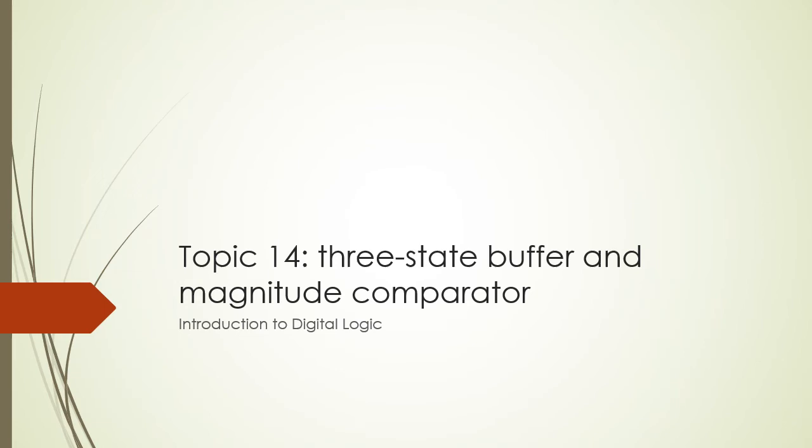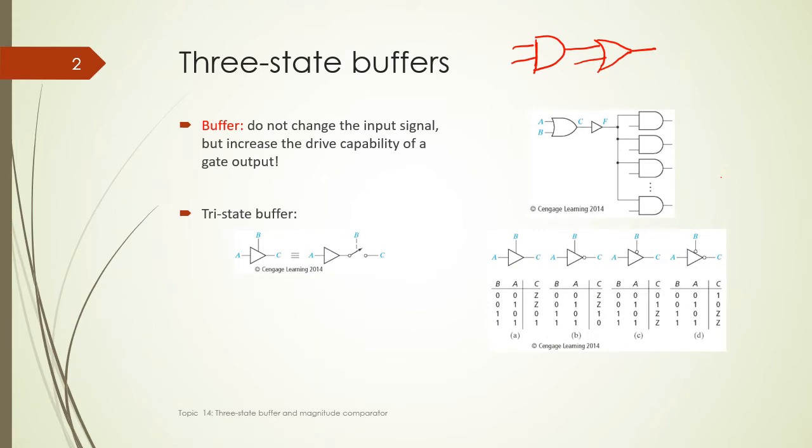Hello everyone. Today let's continue to talk about the modular logic circuit. Today's topic is three-state buffer and magnitude comparator. A buffer is a special logic device that the output follows the input signal. So the main application for buffer is to increase the drive capability of a gate output.